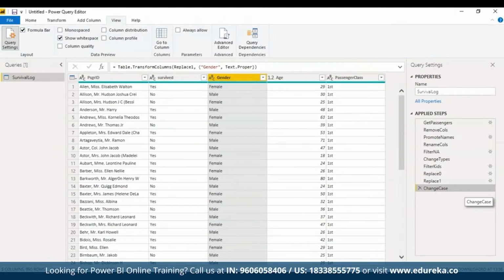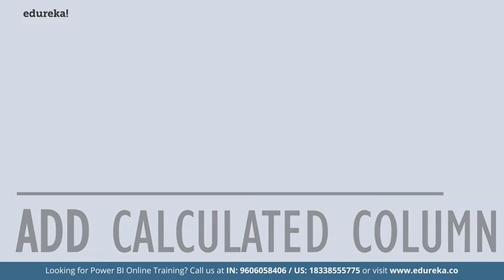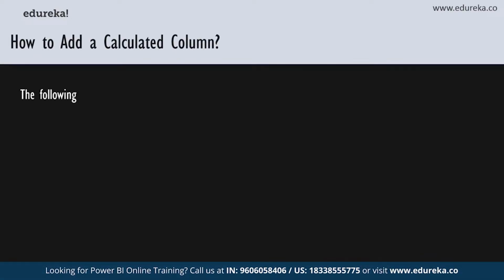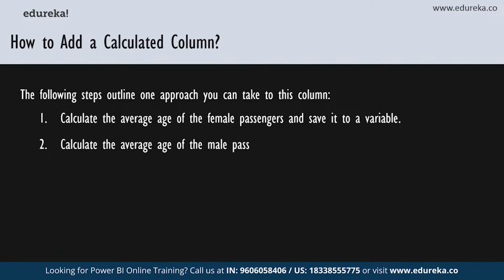Now, up to this point, each procedural step in your let statement represents a discrete action that is built on the preceding step. In some cases, however, you might need to structure your steps in a way that is not quite so linear. For example, you might want to create a calculated column that shows the difference between a passenger's age and the average age for that person's gender. So for that, we need to first calculate the average age of the female passengers and save it to a variable, then calculate the average age of male passengers and save it to another variable. Or you can do it vice versa as well.